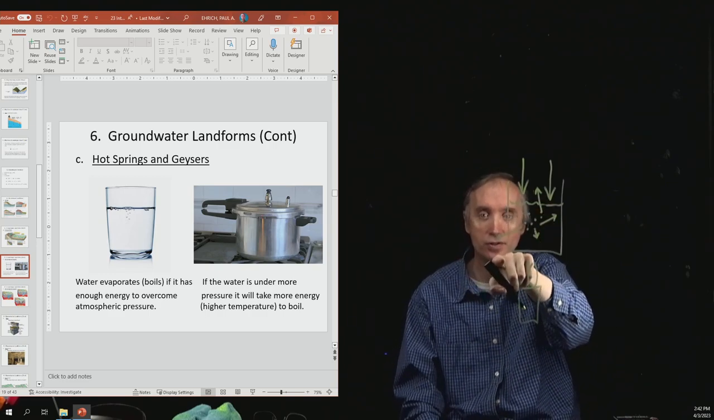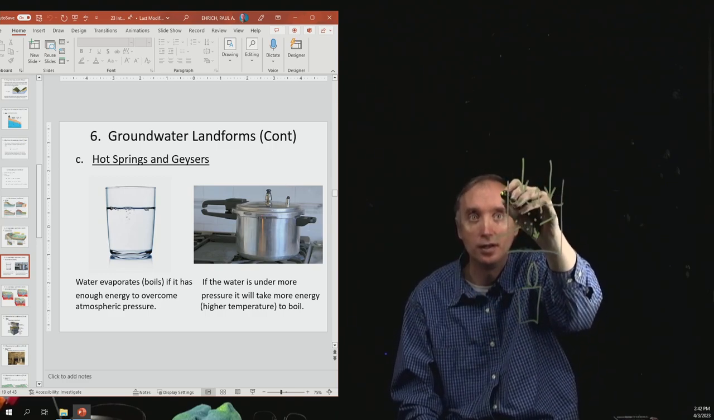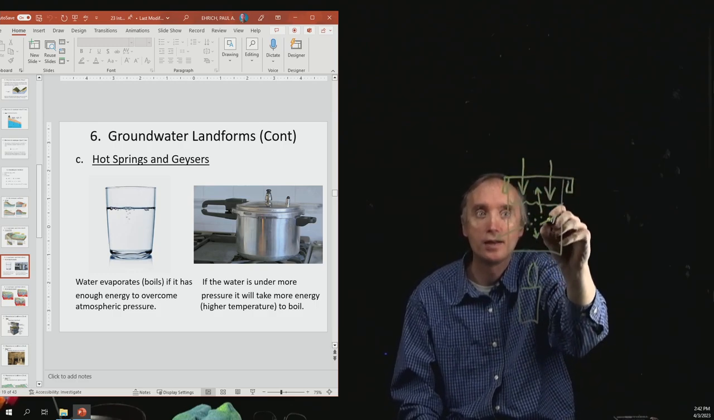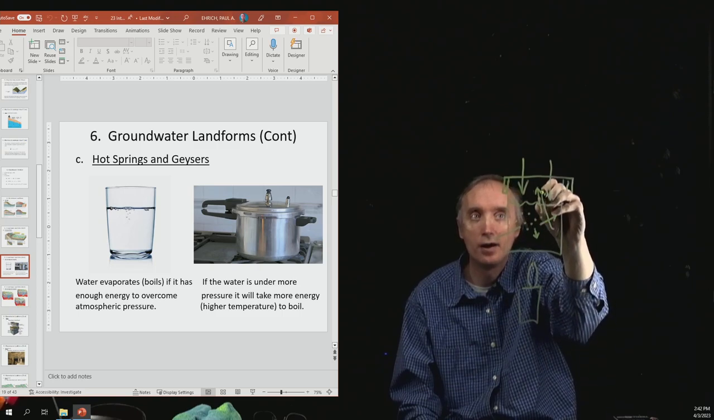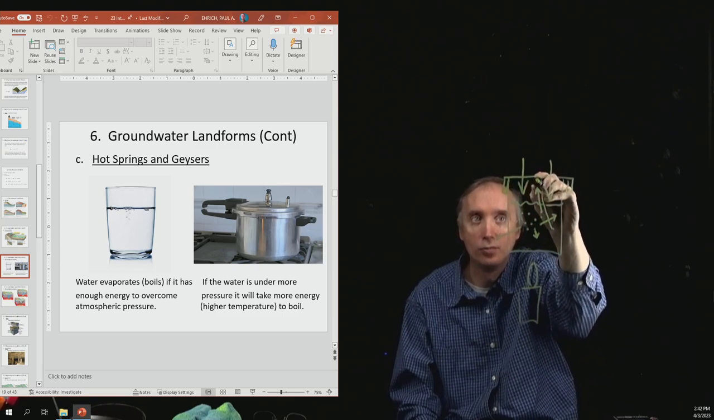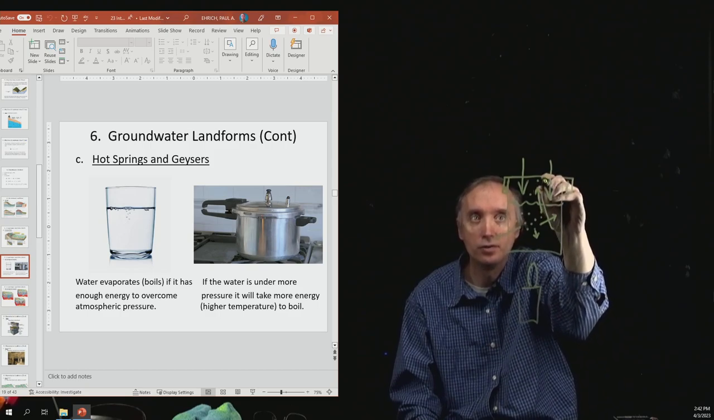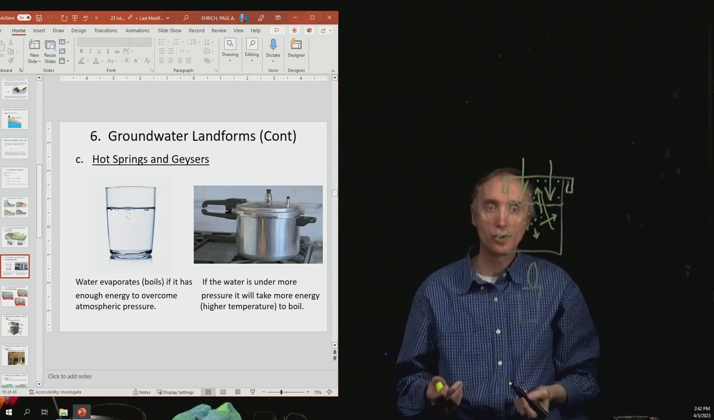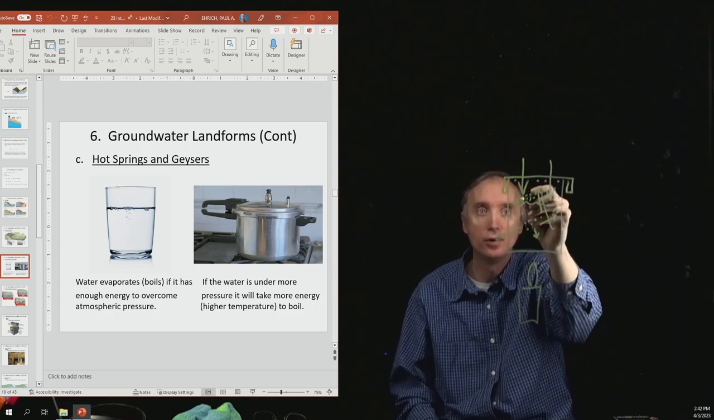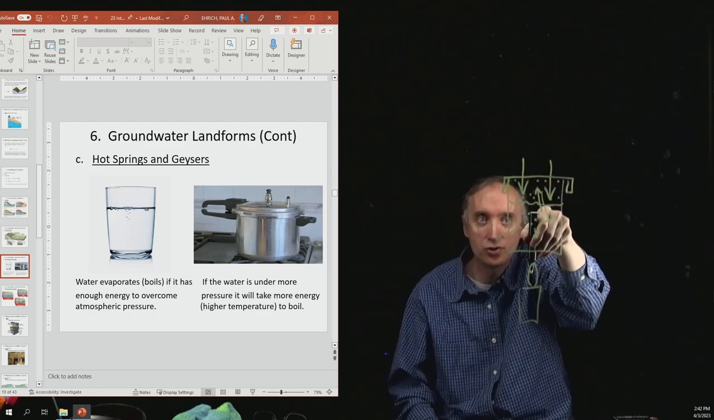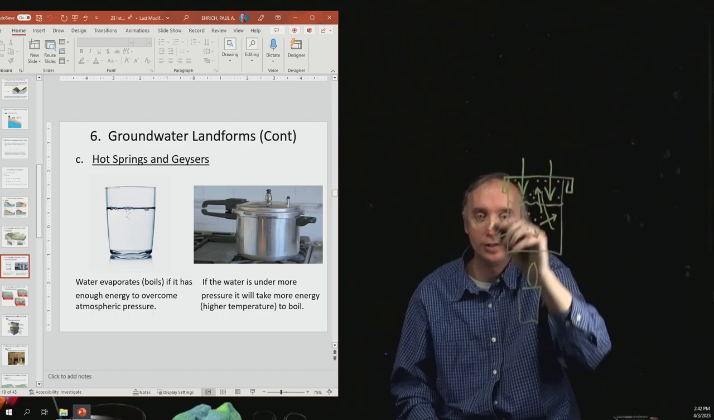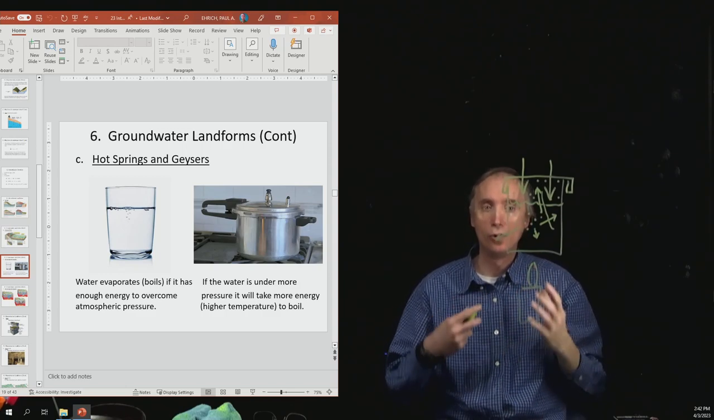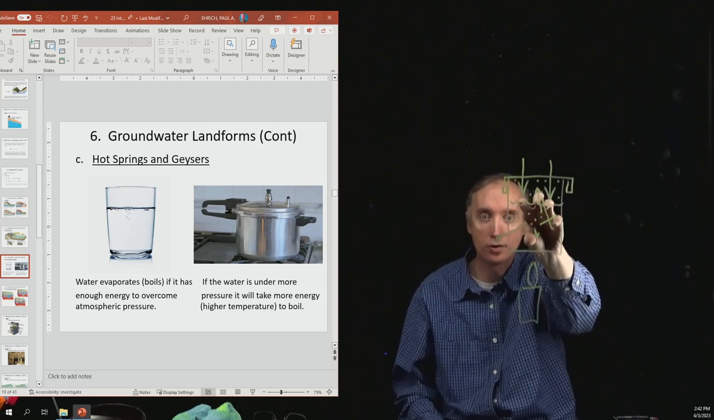You'll notice that next to the glass of water is a pressure cooker in which we're going to put a lid on. As these water molecules try to jump out, more water molecules are now in the air, and that's going to start to increase the pressure in here. That pressure is going to push the water molecules back down into the water. So that means it's going to take even more heat to get this water to boil.